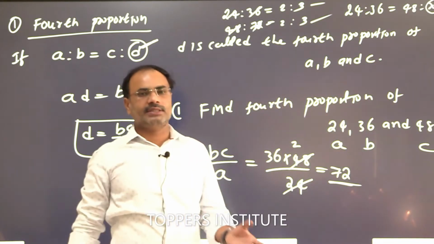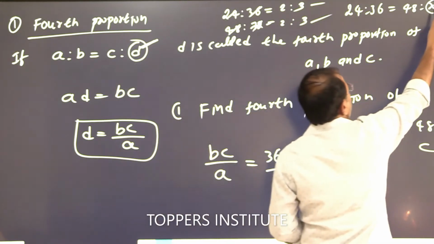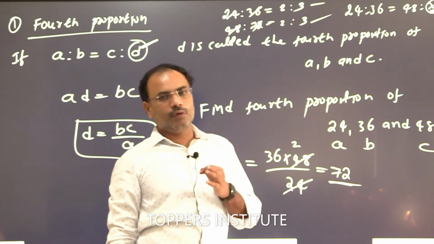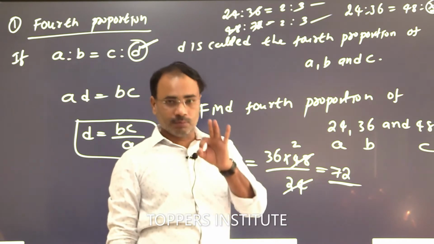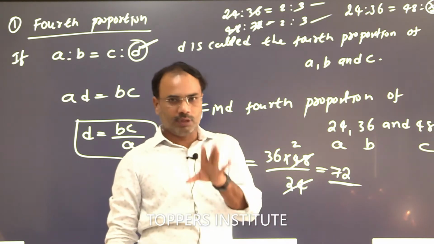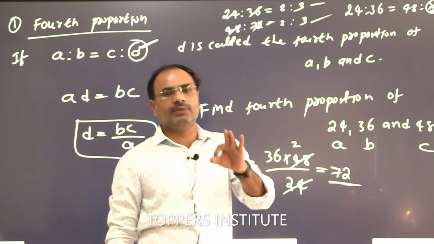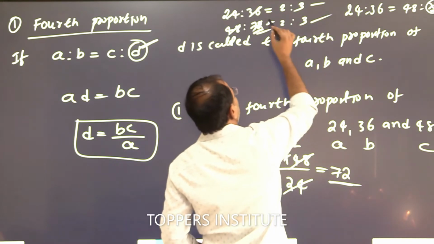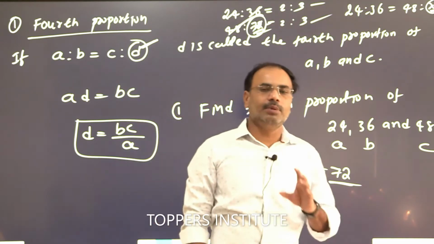24 is to 36 చేస్తే మీకు ఏ రేషియో వస్తుందో 48కి అలాంటి రేషియోని ఇచ్చేటువంటి ఫోర్త్ ప్రపోర్షన్, ఫోర్త్ టర్మ్ ఏంటి అని అడుగుతున్నాడు. సో 24 is to 36 is equal 2 is to 3 and 48 is to something must be 2 is to 3. ఈ సంథింగ్ ప్లేస్లో ఏమొస్తుంది? వాట్ ఈస్ ద ఫోర్త్ ప్రపోర్షన్ అని అడుగుతుంది ఇక్కడ.